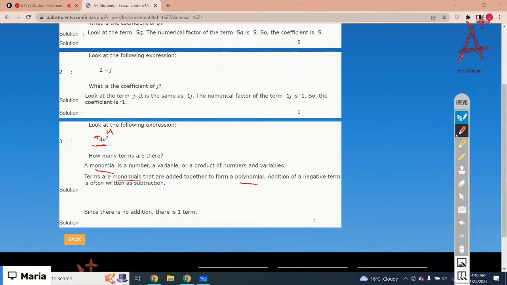This is basically the definition. Terms are the monomials that are added together to form a polynomial. Addition of a negative term is often written as subtraction. Got it? So let's just start with the test questions.